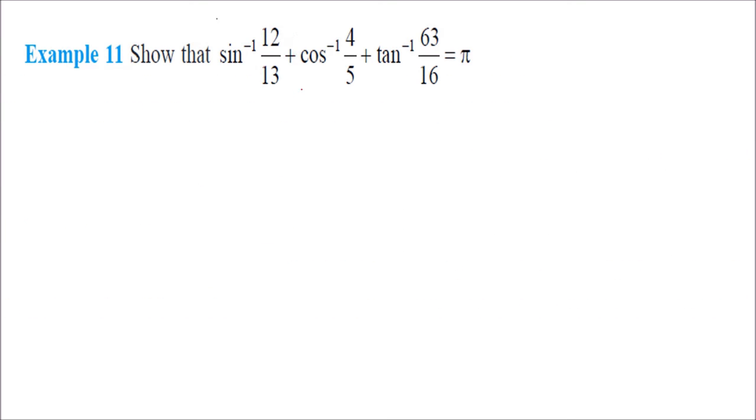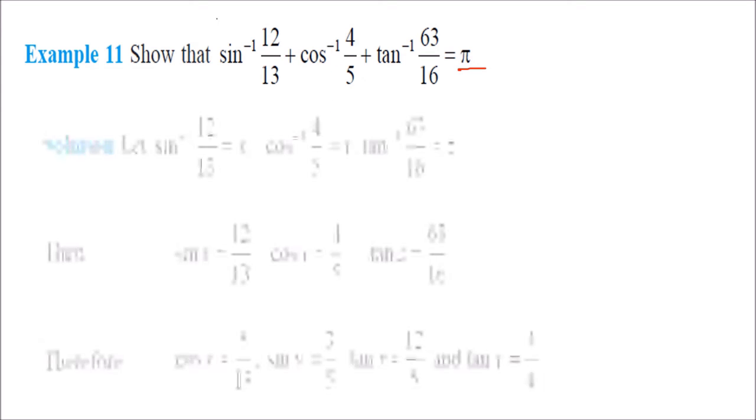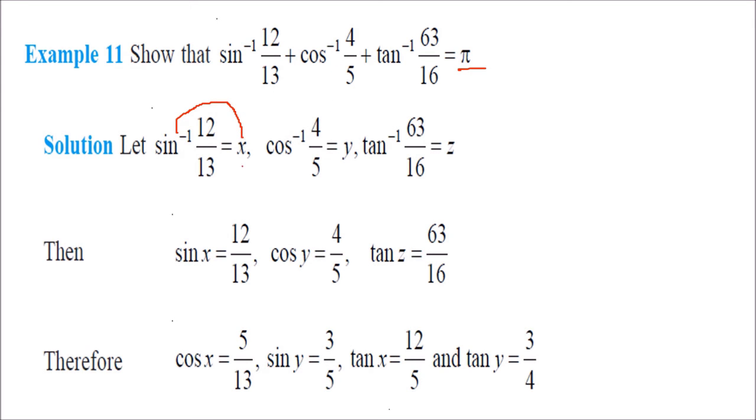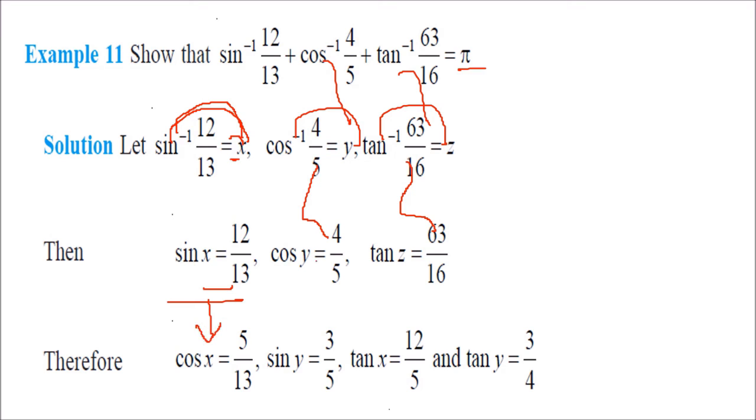Show that sin inverse 12 by 13 plus cos inverse 4 by 5 plus tan inverse 63 by 16 is pi. How to get this? Let us take these as x, y, and z. We know that sin inverse x is 12 by 13, cos inverse y is 4 by 5, and tan inverse z is 63 by 16. Since we know sin x, we can know the cos x value. Since we know cos y, we can know the sin y value. And since we know cos x and sin x now, we can know the tan x also.